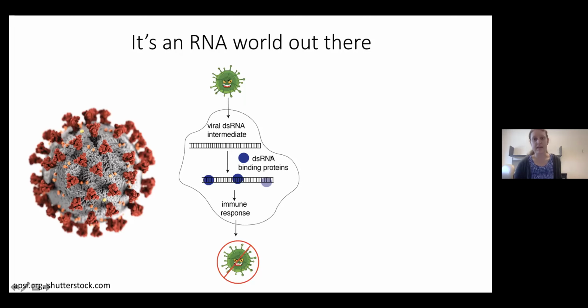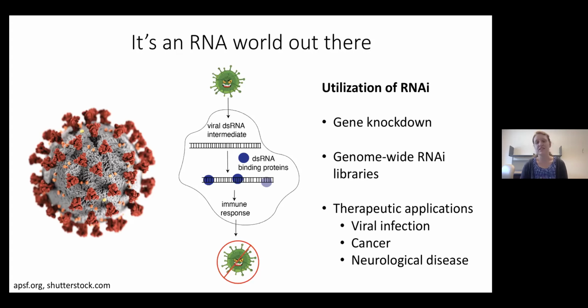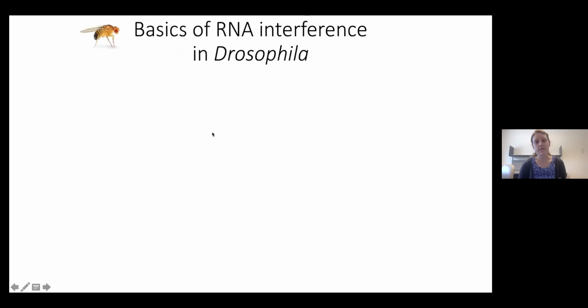Now, in the system that I study, which is in Drosophila or fruit flies, the antiviral pathway is called RNA interference or RNAi. Now, RNAi may sound familiar to you, as RNAi is commonly utilized in the biological fields to study gene knockdown, the use in genome-wide RNAi libraries, and even use in therapeutic applications, such as viral infections, cancer, and neurological disease. Now, while RNA interference is commonly used, we're still learning more and more to this day about the mechanisms behind this pathway.